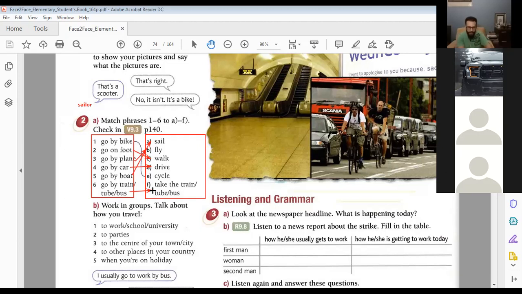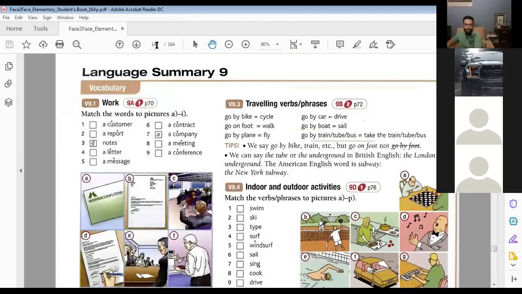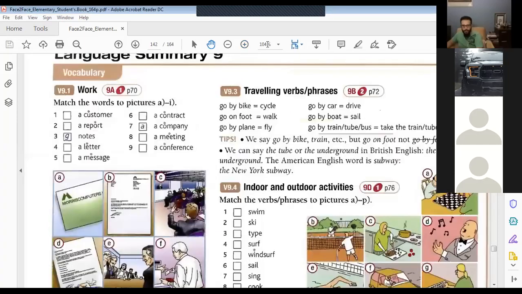Here, I think there's an exercise on page 140. Let's go to the exercise. Let me show you the exercise. Let's go there, 140. Okay, let's check our answers. You can see here. Let me zoom in a little bit. This is too much.